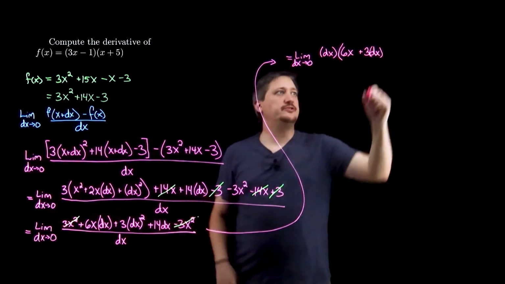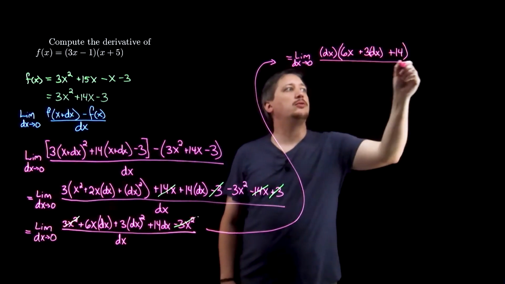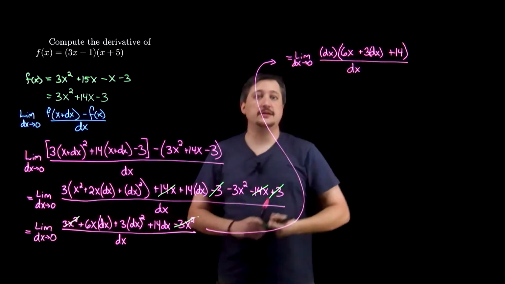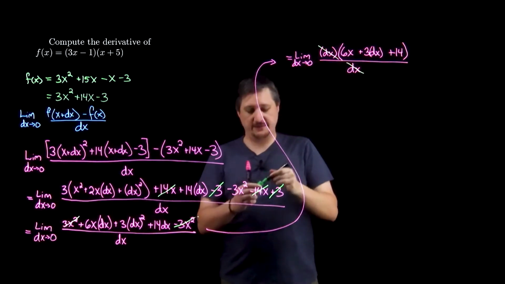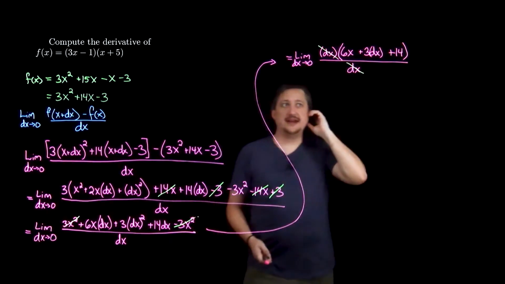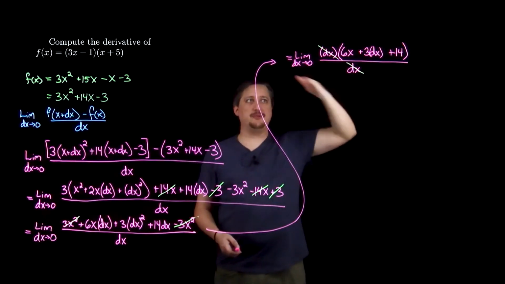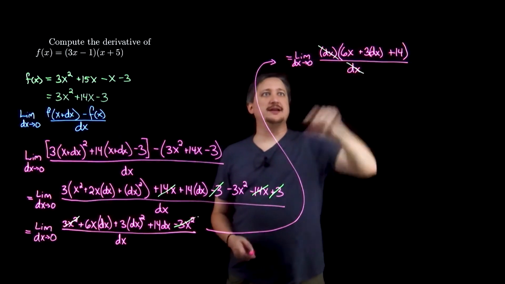And this dx I pulled out, so this is going to be plus 14 all over dx. And again here, this dx cancels against that one because that's now multiplying everything. I can't cancel the bottom unless I've gotten it so that it's multiplying everything in the top. I have to make sure this multiplies everything before I can cancel.